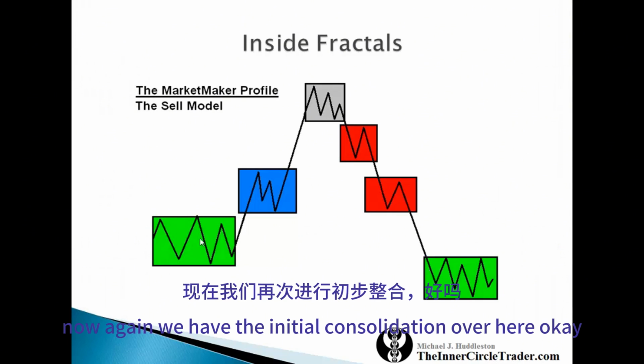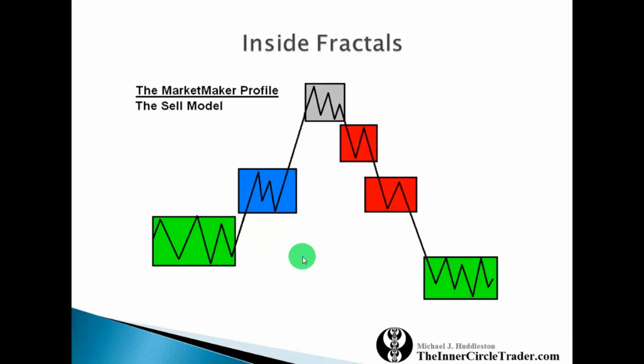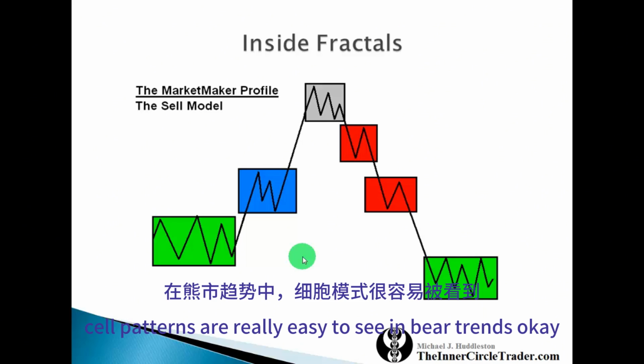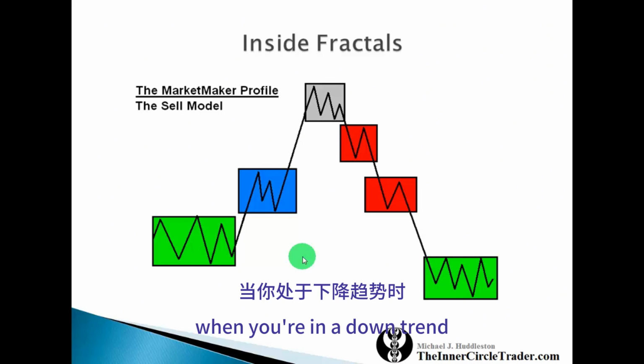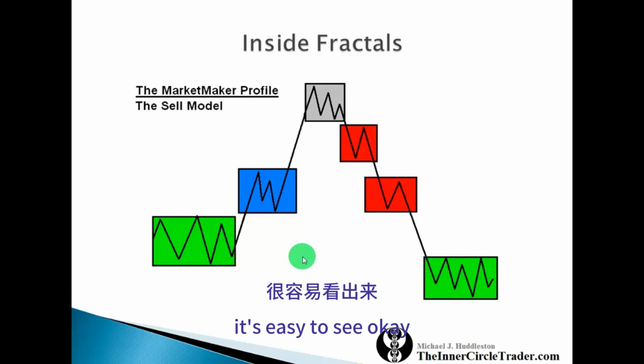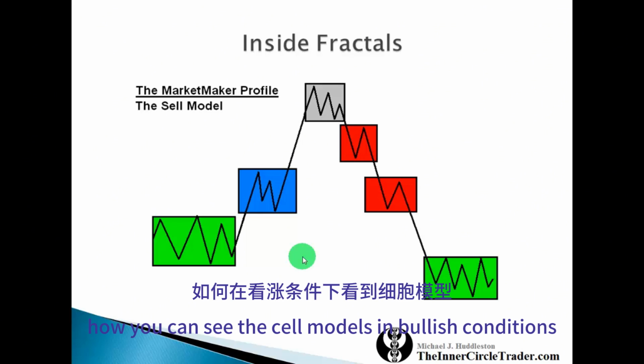Now again, we have the initial consolidation over here. Okay, and how do we identify when a sell model is forming? Well, it's important that you go back and understand that these sell patterns are really easy to see in bear trends. Okay, when you're in a downtrend, the market maker sell model is going to be very, very clear. It's easy to see.